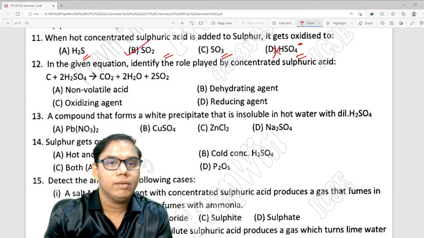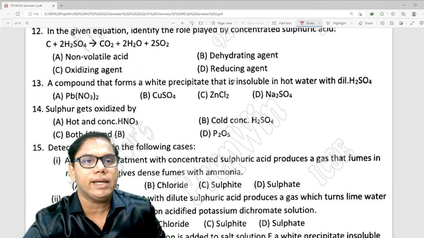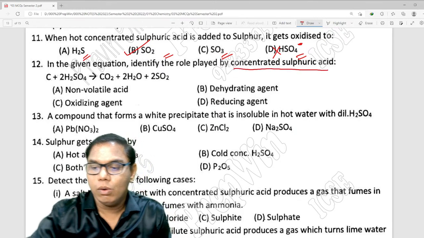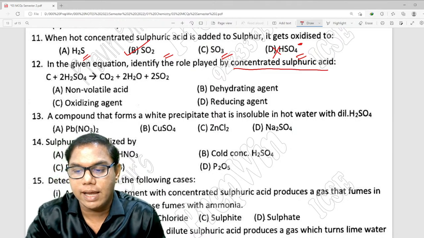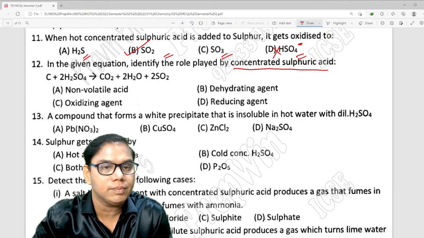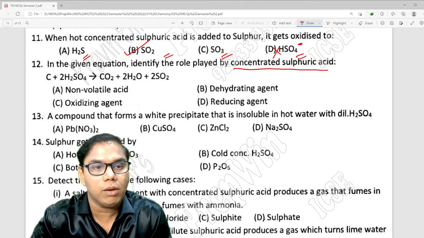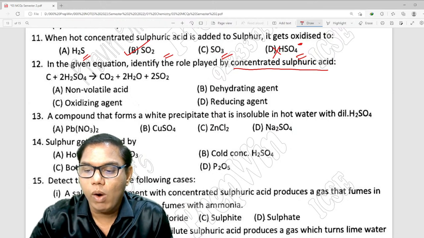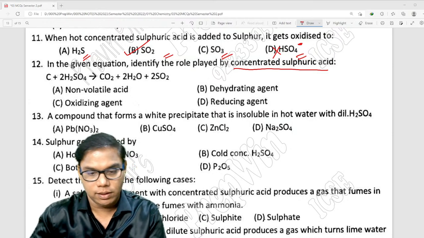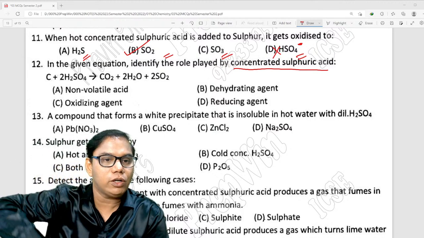Yes, B1. Okay, look here. I think I have explained this. In a given equation, what is the role played by concentrated sulfuric acid? The 12th one: C plus H2SO4, carbon gets oxygen, water is removed and SO2 gas is produced. What is the role played by this? I want the answer for the 12th.